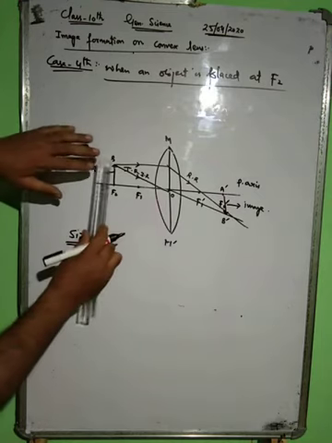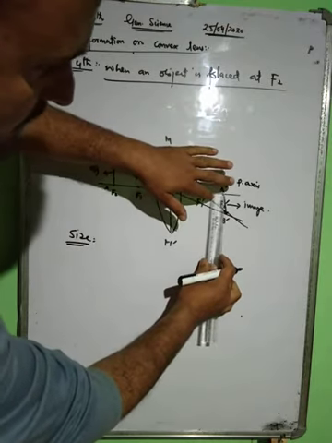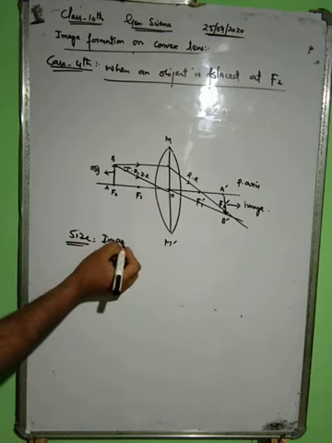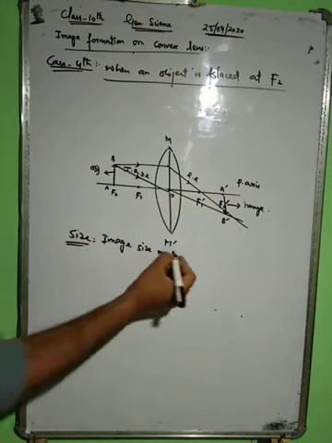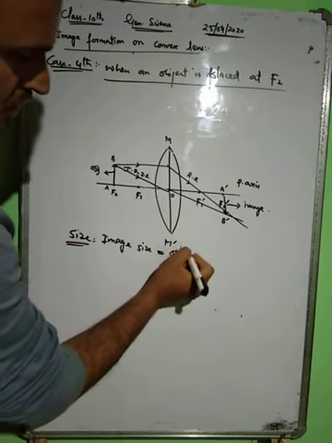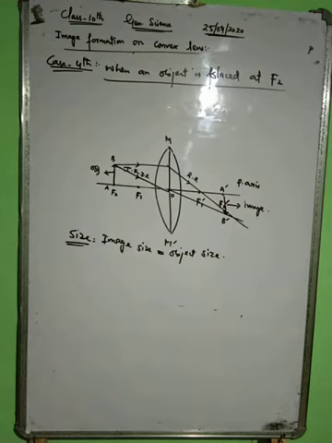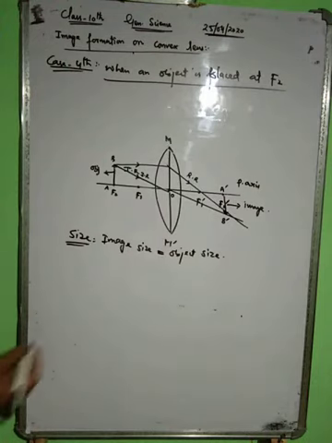Dear students, the size of the object here is the same as the size of the image. So we can say the image formed or image size is equal to object size. Here no magnification has happened, no enlargement has happened. The image formed is the same size as the object.